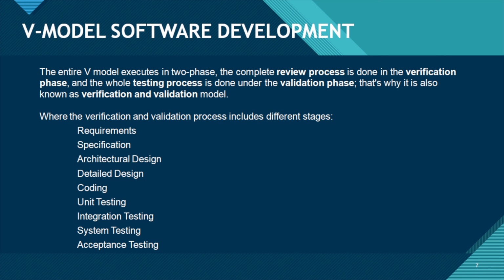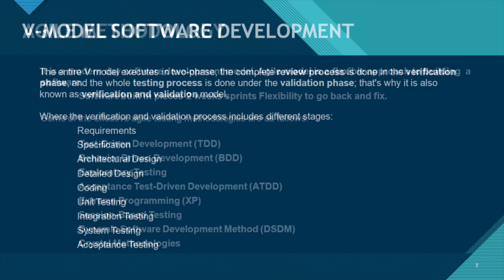The verification and validation process includes different stages, that is requirement, specification, architectural design, detailed design, coding, unit testing, integration testing, system testing, acceptance testing.